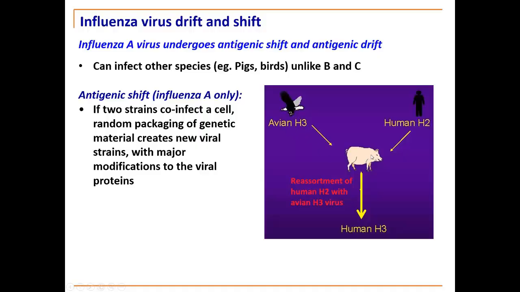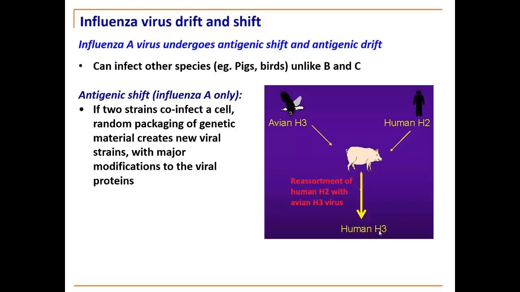So in this example, the pig is the mixing bowl, and it's got a mixing of an avian influenza with a human influenza to come out with a human influenza, which has got something that we haven't, as humans, seen very much before, or seen at all. So there are major, major changes. And it's thought that the pig is actually the mixing bowl, where you get this reassortment going on. And it's most likely to occur in places such as China, where animals and humans live in close proximity.